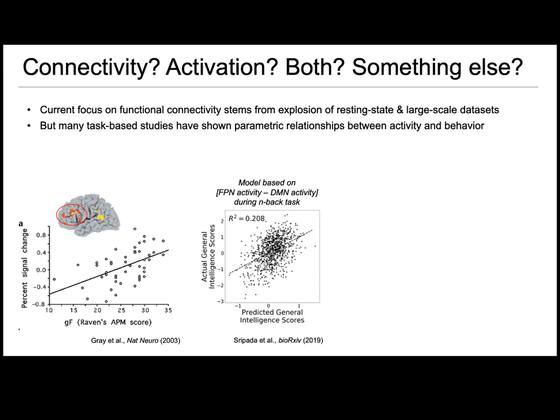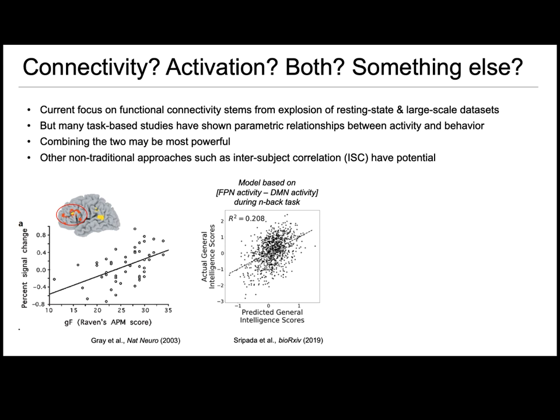And so maybe some sort of combination of functional connectivity and activation is where we want to be. This is just another more recent example on the HCP data predicting intelligence from the difference between frontoparietal activity and default mode activity. So these are regions that are defined based on connectivity, but they're actually looking at their activation and showing that there's meaningful individual signal there too. So again, maybe some combination is where we want to be.